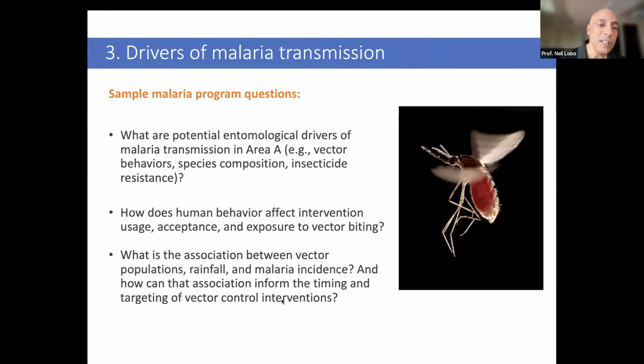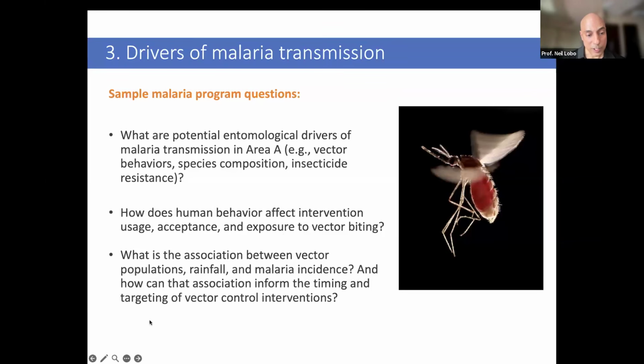And we can look at vector behaviors, species compositions, insecticide resistance. We can see how this is related to climate, rainfall, or lack of rainfall, multiple things, or human migration even, right? How does human behavior affect intervention usage, acceptance, and exposure to vector biting? Suppose people at a specific site just don't like bed nets. And this has happened in so many areas, right? But people just don't use them, or they use them for different things.